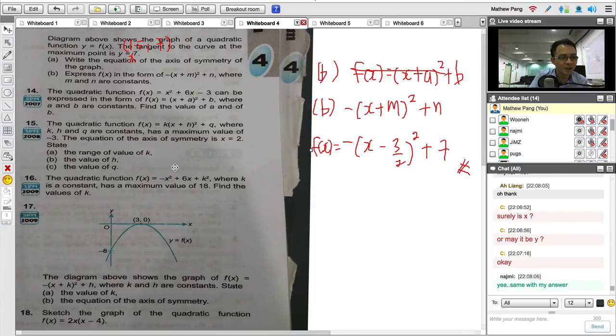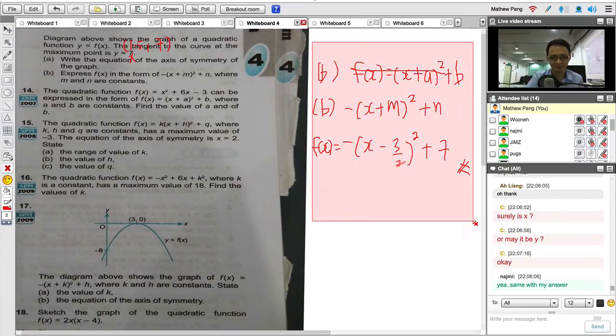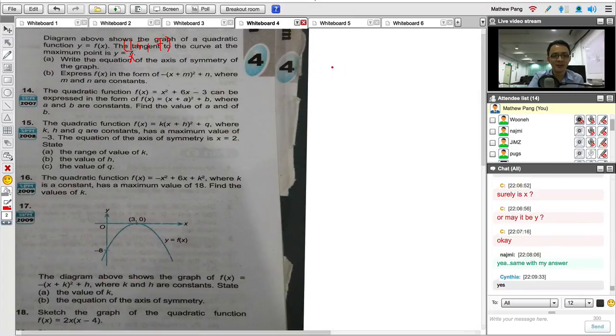Okay, we have a look. Question 15 maybe. Okay, can you see the question? You can see the question, right? Okay, have a look at question 15. We got f(x) equals k(x plus h) squared plus q.